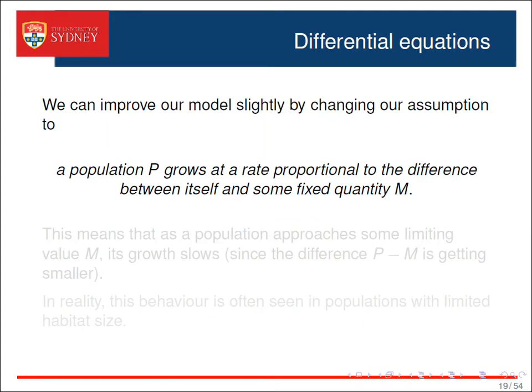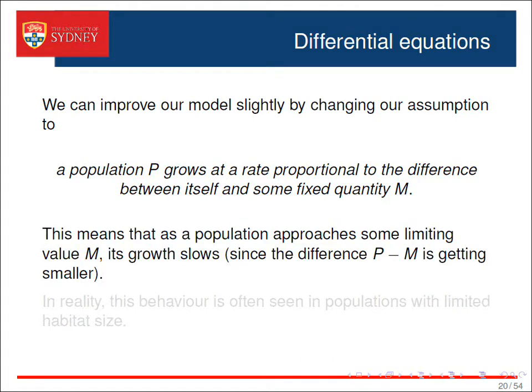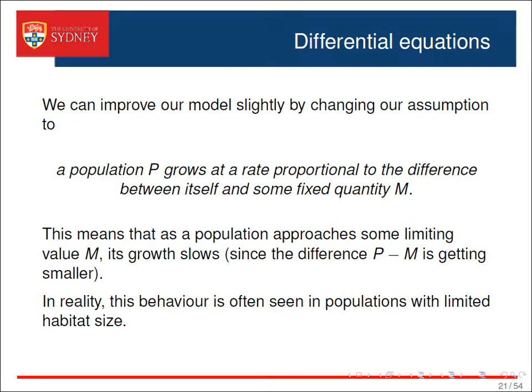In fact, we can make this model significantly better if we change to a slightly more sophisticated assumption, namely that a population grows proportional to the difference between itself and some fixed quantity m. This means that as a population gets closer and closer to the value m, so the difference p minus m gets smaller, the growth rate slows. This is a phenomenon which is observable in the real world, where physical limitations prohibit the infinite population growth of our previous model.